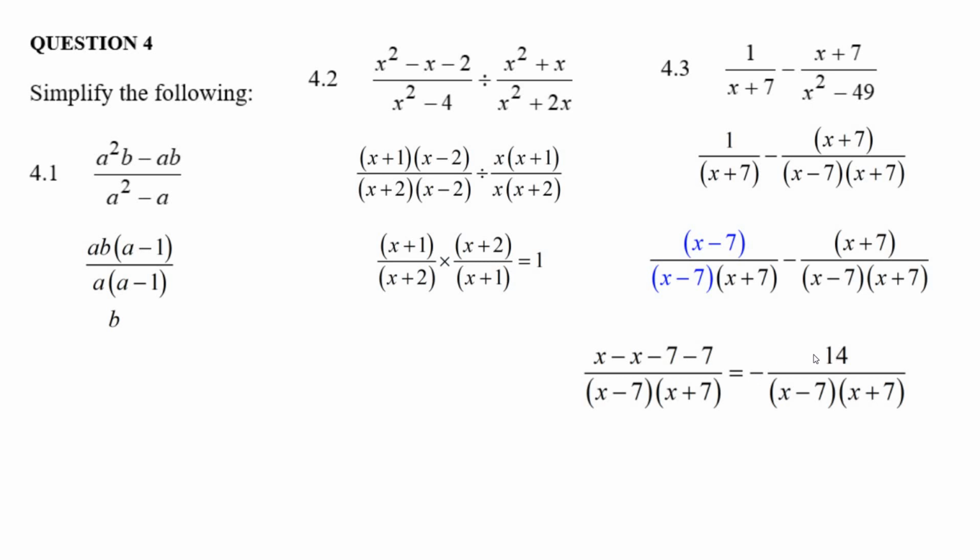Now you could put the minus 14 up here. I like to put it in front of the fraction. It's negative 14 over x minus 7 times x plus 7. I guess you could write x squared minus 49. It'd almost look a little simpler, but there it is. There's the question all worked out.